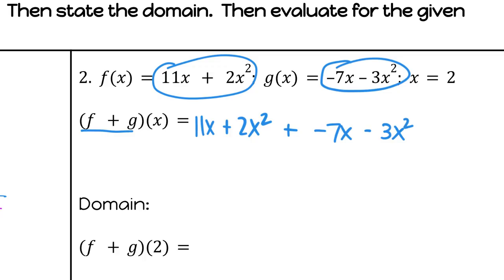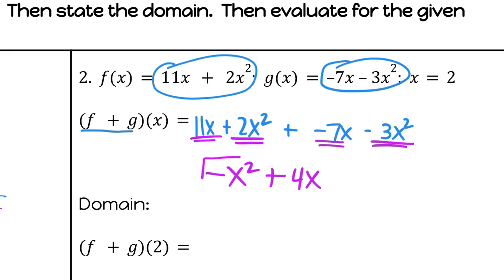All right, and then we just combine like terms. I'm going to write mine in standard form because I always like to do that. I'm going to start with the x squared terms. If I combine those, we get negative x squared. And if I combine the x's, we get positive 4x. So that would be the sum of the functions.